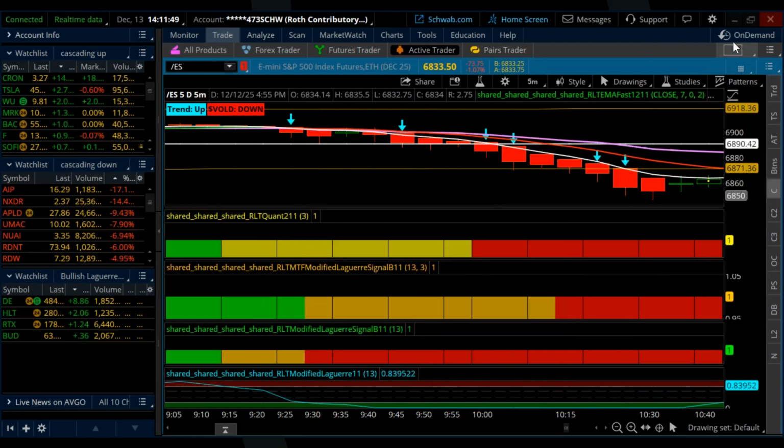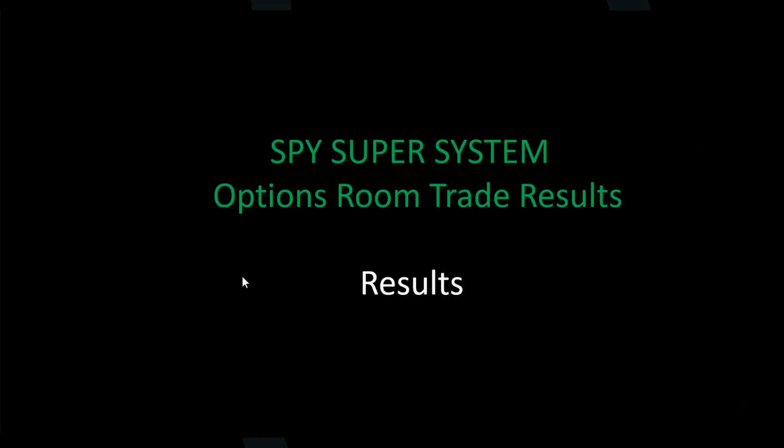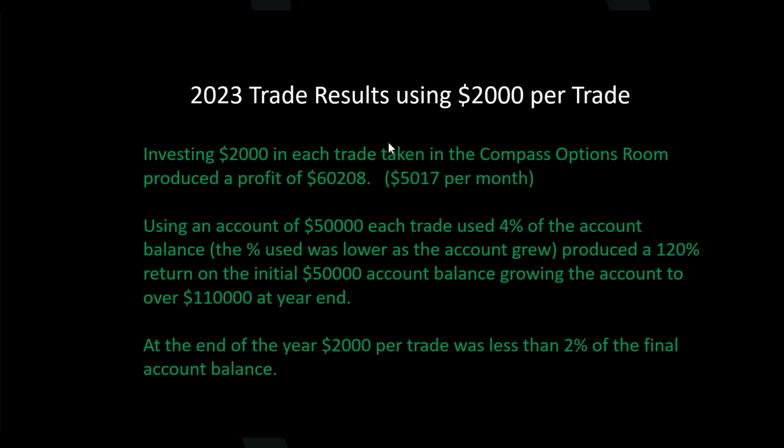Okay, so let me go back to the presentation. I think we've talked quite a bit about the Heiken-Ashi candles. I'm going to go over the results. I'm going to run through these. I'm not going to spend a huge amount of time on these, but I do want you to get a feel for what kind of profitability to expect in the trades and what kind of profitability not to expect in the trades. All right, so these are our trade results.